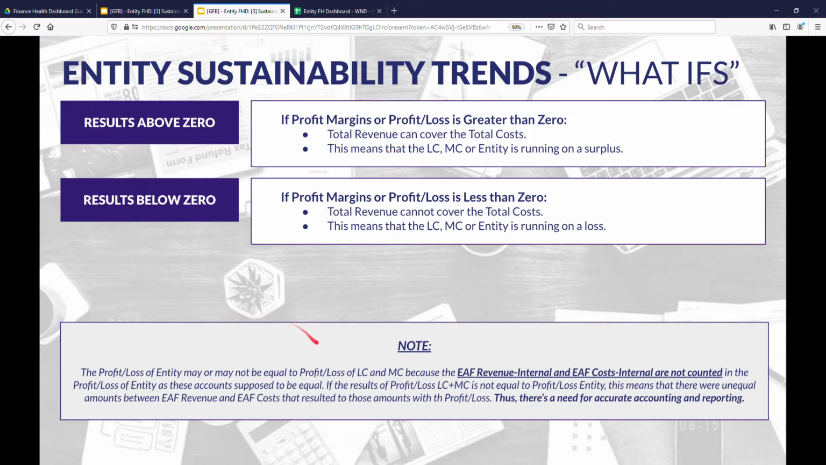So take note, in a profit loss entity, as mentioned already before in the previous slide, entity efficient fee revenue internal and cost internal are not counted. Thus, if there is a discrepancy, if you total LC and MC data and it's not equal to the profit loss entity, then the issue would be actually based on your accounting, because these two internal accounts should counter itself. To know more about it, go to the previous slide.